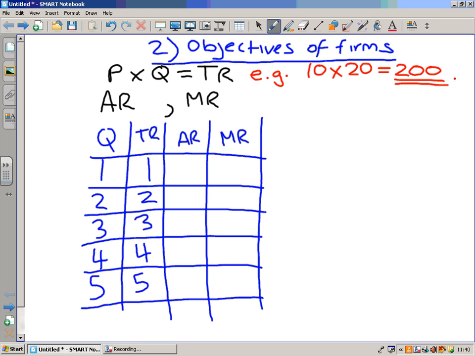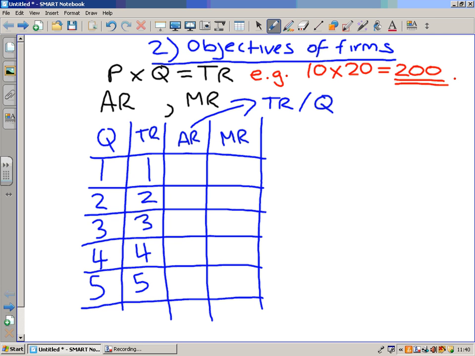We want to know now the average revenue. We calculate this by looking at total revenue divided by the quantity sold. It gives us the average selling price for each product that the business sells.